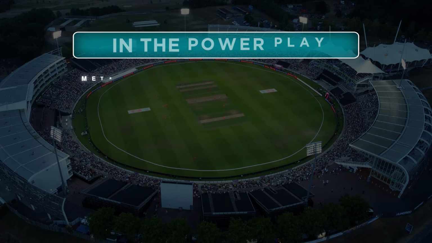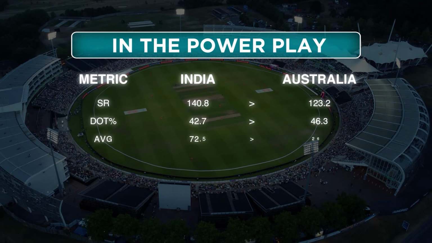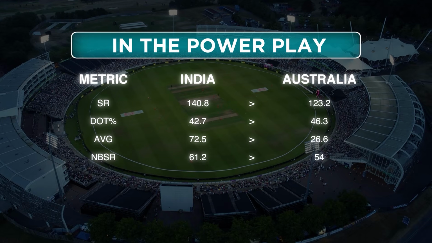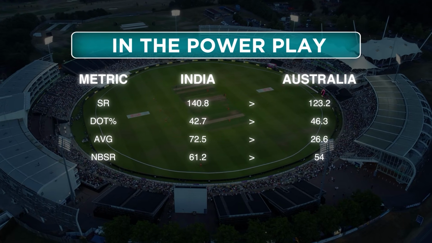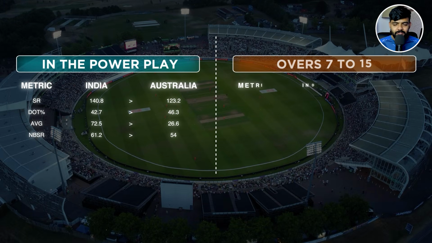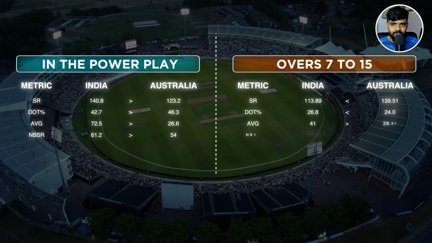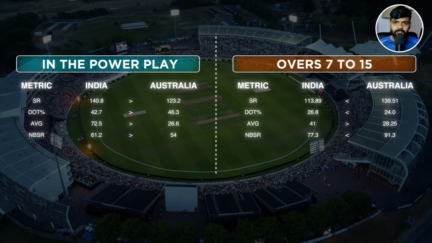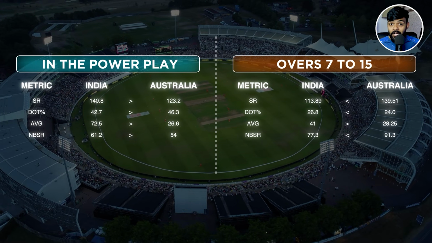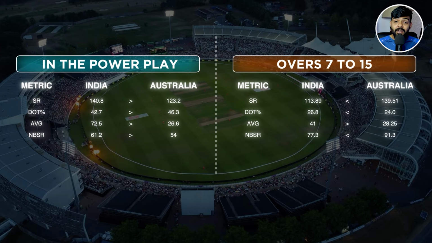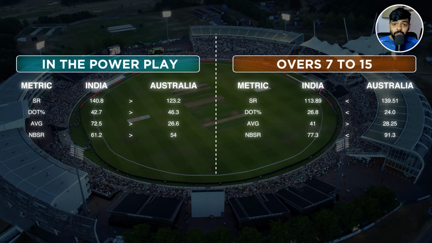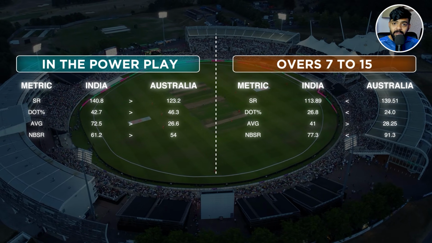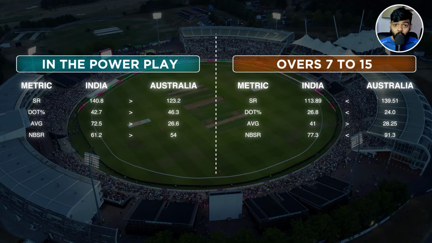Because when you look at the power play numbers, Australia just couldn't match the Indian team. We were better in every metric, including the non-boundary strike rate. And this is where things get a little more interesting, because in this series, if you look at the middle phase of the T20 innings, that's the overs between 7 and 15, the Indian team was no better than the Australian team except for their average. The Australian team struck more, they had a better dot ball percentage, they had a better non-boundary strike rate, but even through all this, the Indian team, because of how dominant they were in the power play, just won the series.